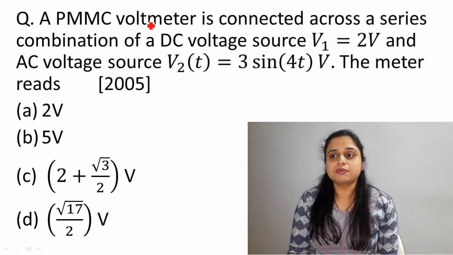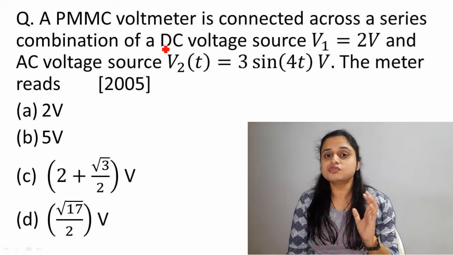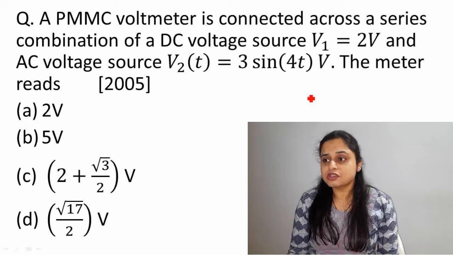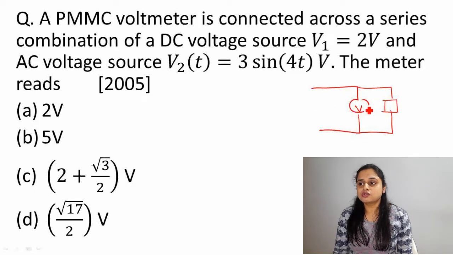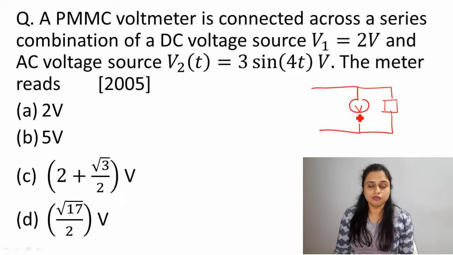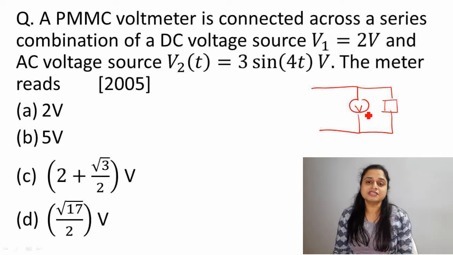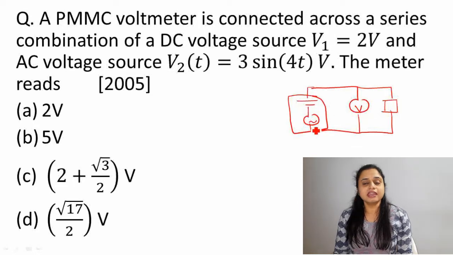Here it is given that PMMC voltmeter. That means PMMC is used as a voltmeter. When PMMC is used as a voltmeter, what will be the diagram? This is your voltmeter. Voltmeter is connected across the load, parallel to that load. So this instrument is nothing but the PMMC voltmeter. This PMMC voltmeter is now connected to the series combination of DC and the AC source. So this is your diagram where the combination of DC and AC source will be there.